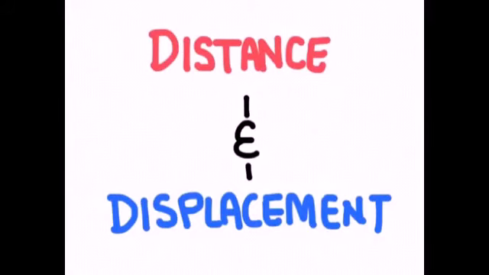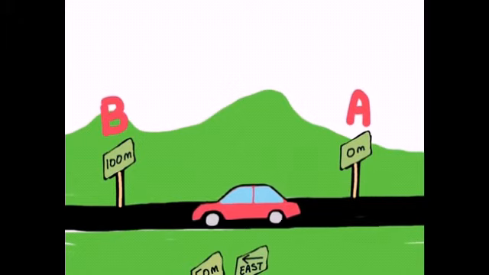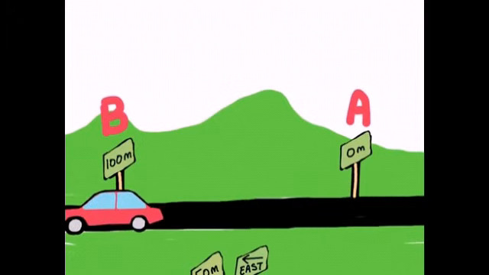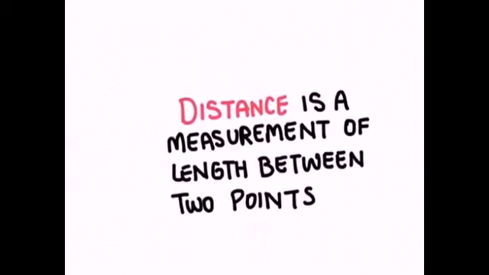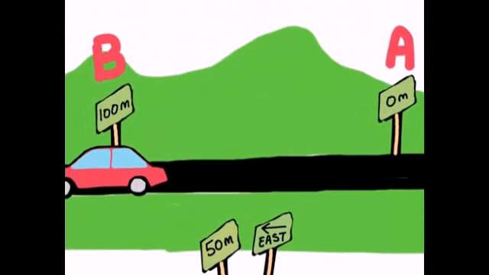In this video, we will discuss distance and displacement. This car moved from point A to point B. We can say the distance is 100 meters. Distance is a measurement of length between 2 points.